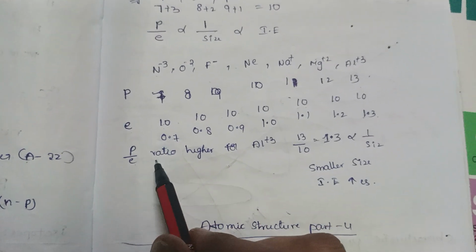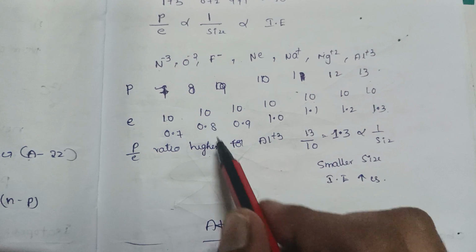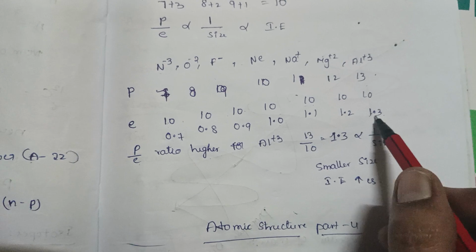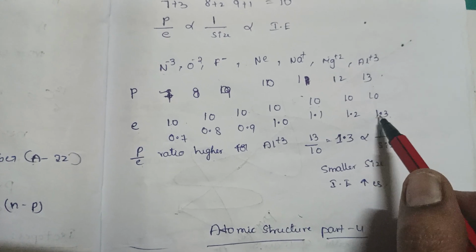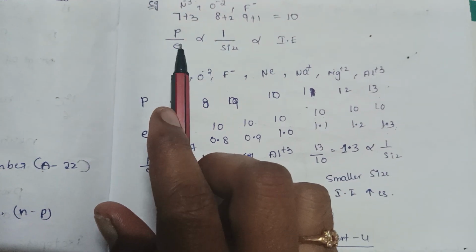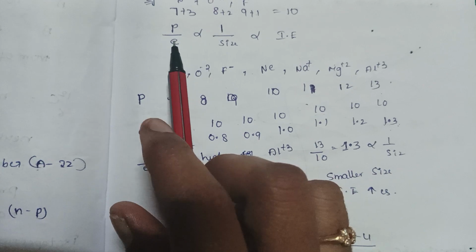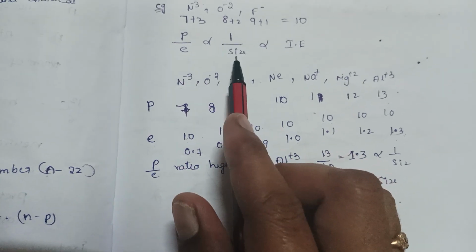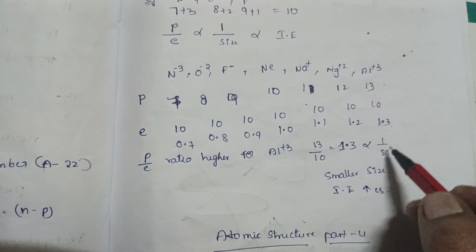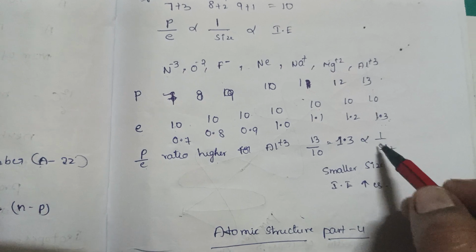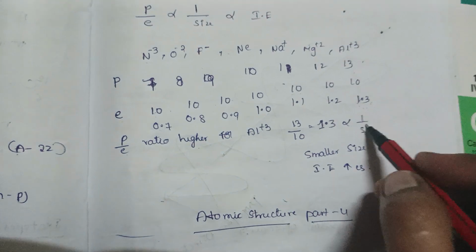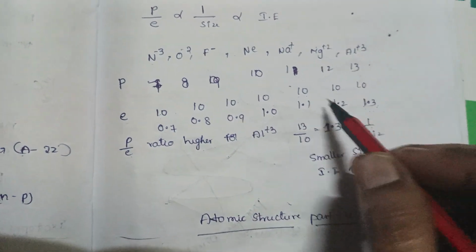Here we discussed P by E ratio is inversely proportional to size. Here P by E ratio is higher for 1.3. Means 1.3 is high, means size is smaller. Here P by E ratio is high, size is smaller. P by E ratio is higher, the size is smaller, right? So P by E ratio is a larger value, and size is smaller. So ionization energy is higher for the Al plus 3 ion.